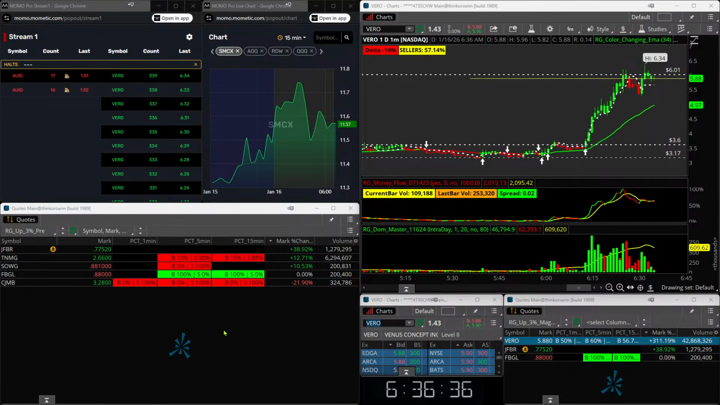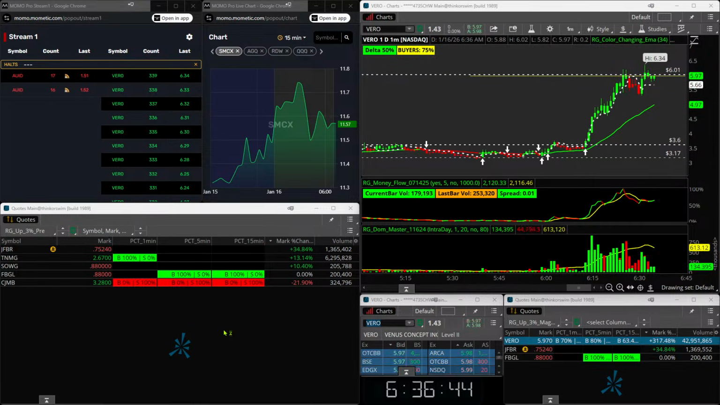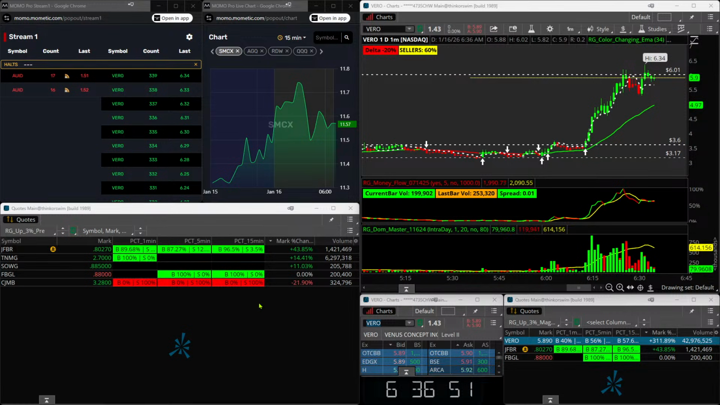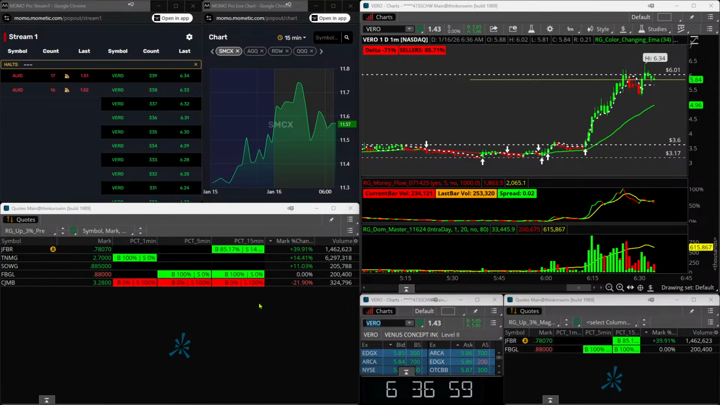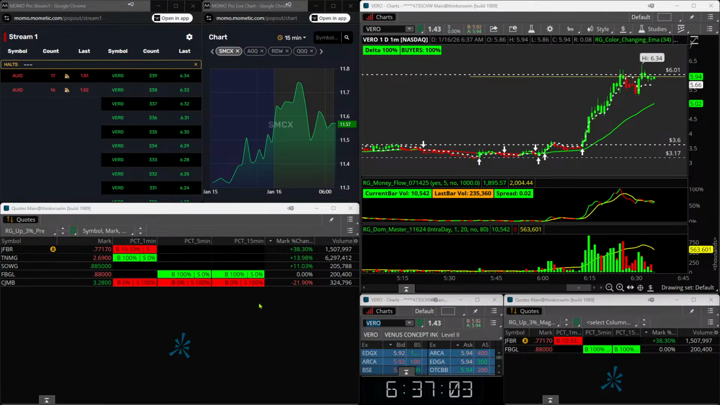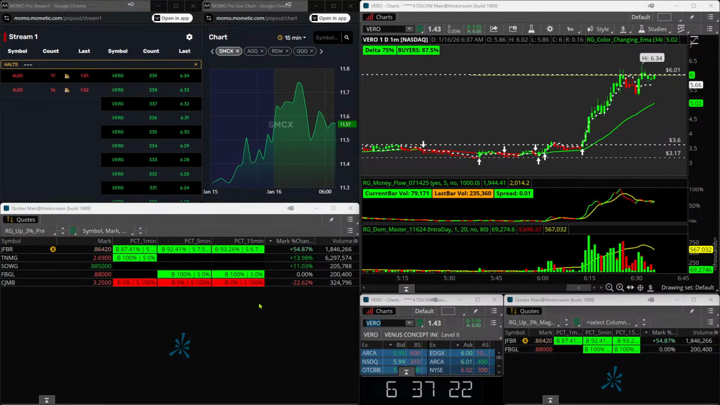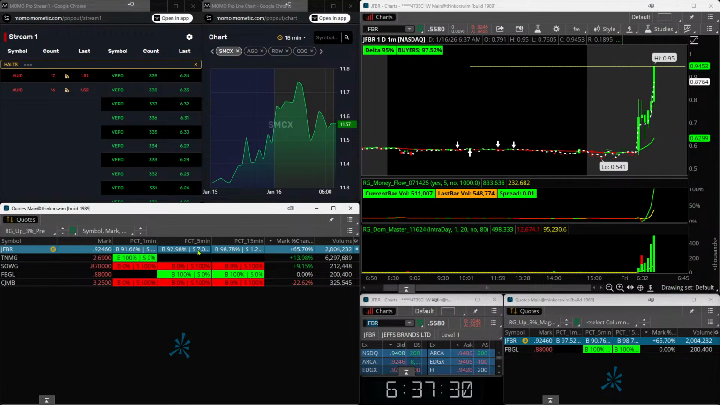Mostly red in the scans. VERO not doing anything at the moment. JFBR getting my attention here at 92 cents, looking north.